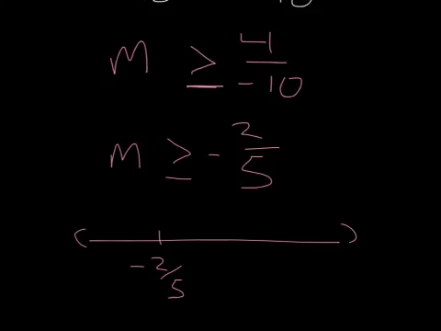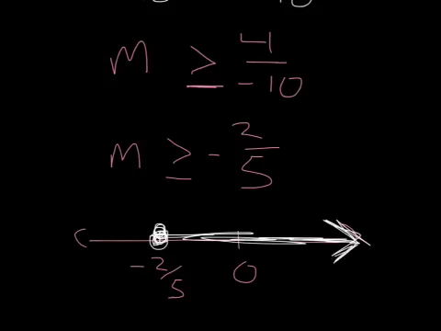And if we wanted to graph that, we can just put in a -2/5. I know going in this direction, I'll have 0 somewhere over here. I have that equal to sign, so I know it's going to be shaded in. And m is greater than, so I'm going to be shading to the right, and we've got our answer.